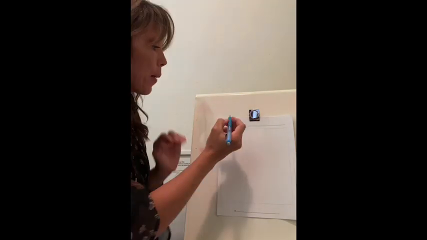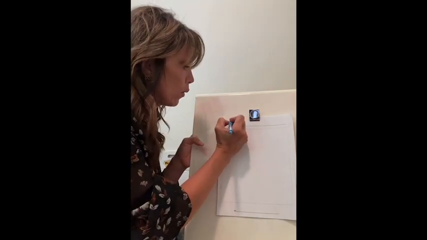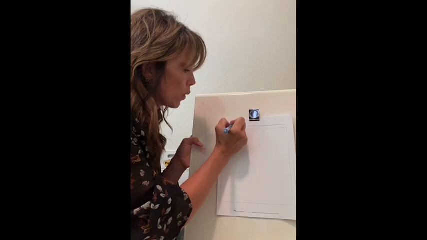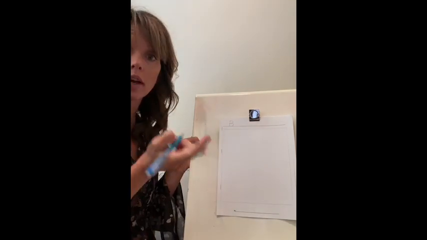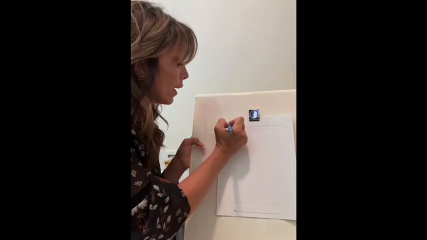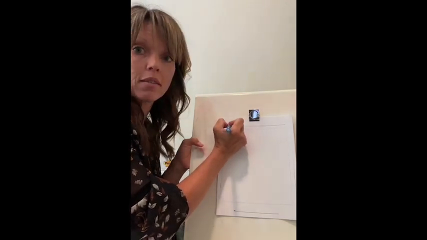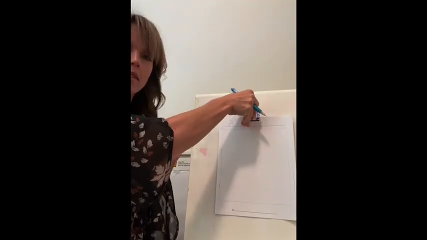Okay, so remember, a capital B is straight line down, back to the top, backwards C, backwards C. Or another way to think of it is straight line down, back to the top, make the number 3. And that's how you make the letter B.